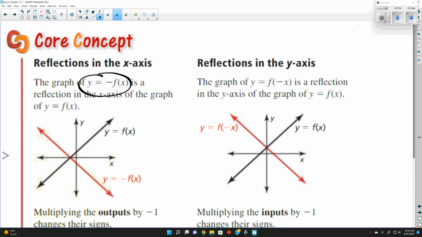Or when it's a reflection across the y, we're looking at y equals f of negative x. And we'll be using those exactly like we did for the up, down, left, right movements.